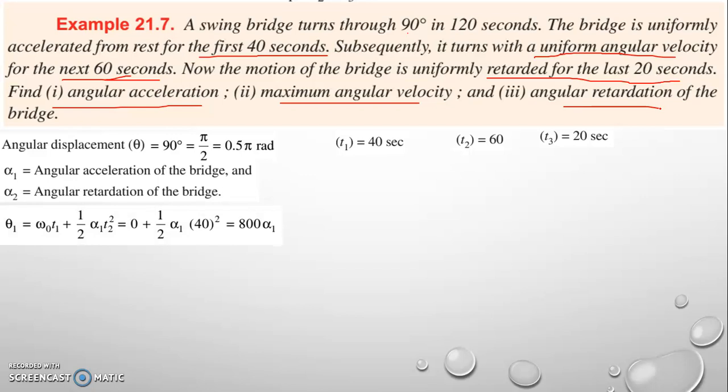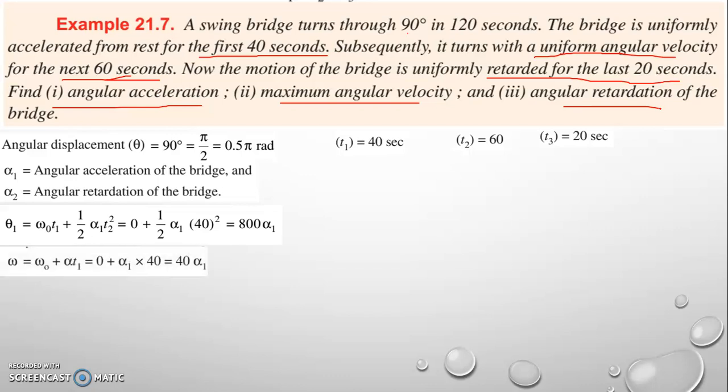And we will be writing the equation for the first 40 seconds. S is equal to ut plus half alpha t square. The initial velocity is 0 because it is starting from rest. We don't know the value of acceleration. So we write ut, that is 0 into t, equal to 0, plus half into alpha 1 into 40 square, where 40 is the time taken for the first portion. Initially it is in acceleration motion. So S can be written as 800 alpha 1.